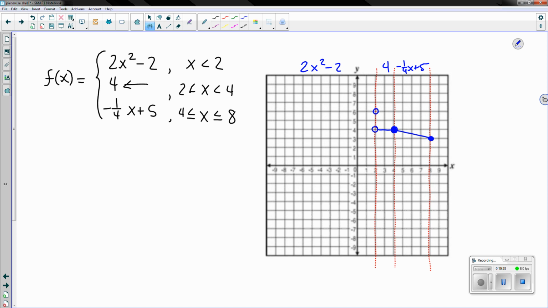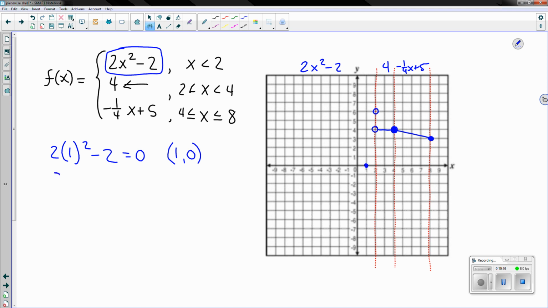So I'm going to plug in 1 first. So if we do 2 times 1 squared minus 2. I'm just plugging in 1 to this first expression because that's the one we're trying to graph right now. So 1 squared is 1, times 2, minus 2, so we're going to get 0 here. So input 1, output 0. So there's a point. So I'm going to go plot a point at 1, 0.